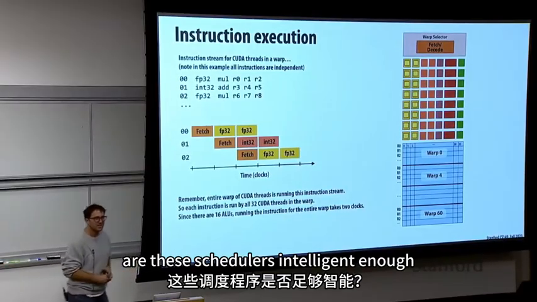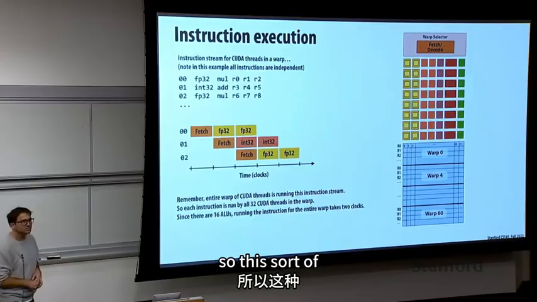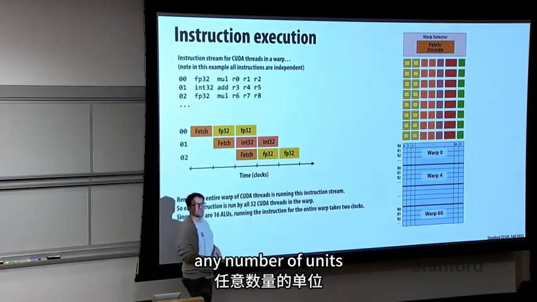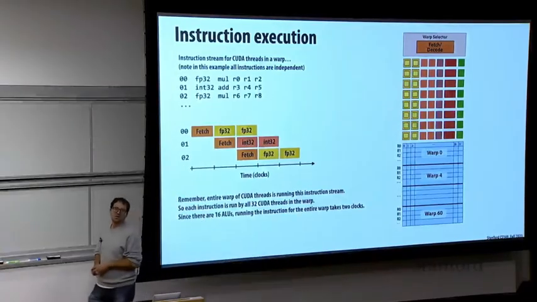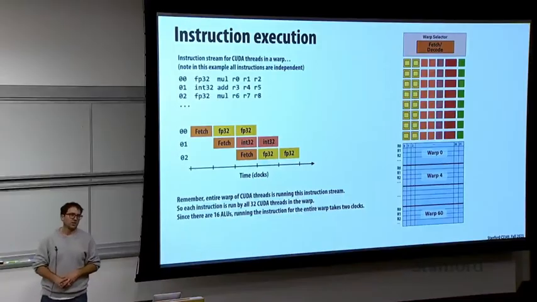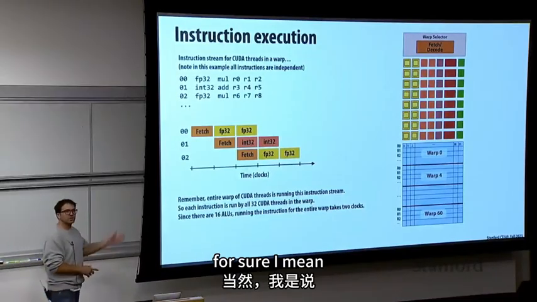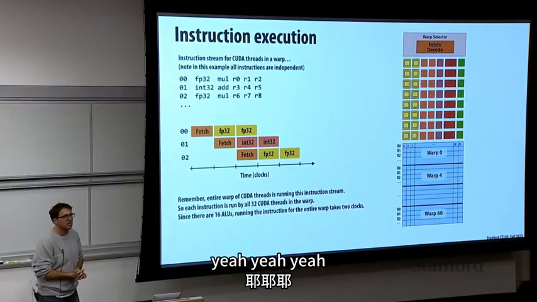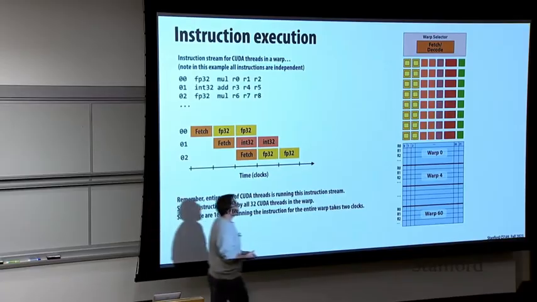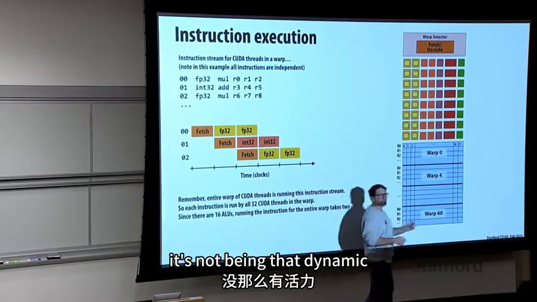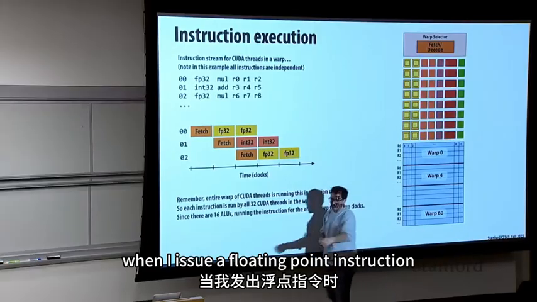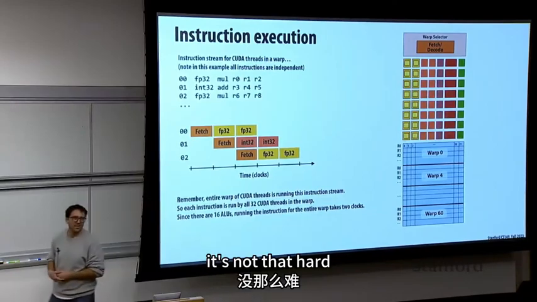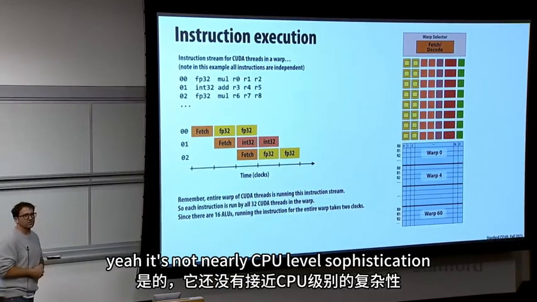Are these schedulers intelligent enough? So this sort of is doing instruction decode and figuring out you have n number of units and having an execution. Like it has a buffer, right, to send it through that particular. Yeah, for sure. I mean, this is your standard, in some sense, out-of-order pipeline processor. It's actually pretty simple. It's not being that dynamic. It's just saying when I issue a floating point instruction, I know I can issue the next one in 2 cycles. It's not that hard. Yeah, it's not nearly CPU level sophistication.